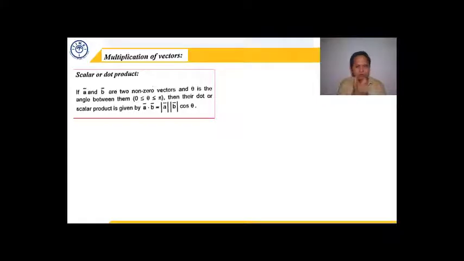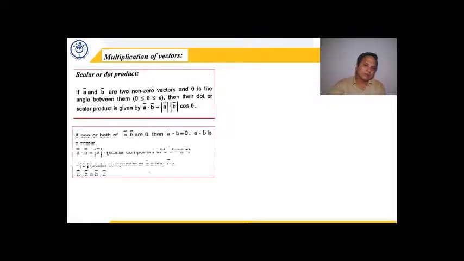Now if the angle between the two vectors is 0, they are parallel, then the dot product A dot B is equal to modulus of A multiplied by modulus of B. But if they are perpendicular, that is theta is 90, their dot product becomes 0. This is one of the conditions to check whether the given vectors are perpendicular or not. Cos 90 is 0, so in the dot product AB cos theta, if theta is 90, then the dot product becomes 0.